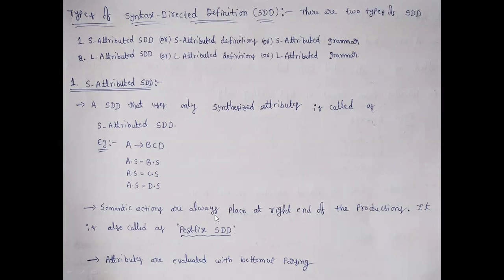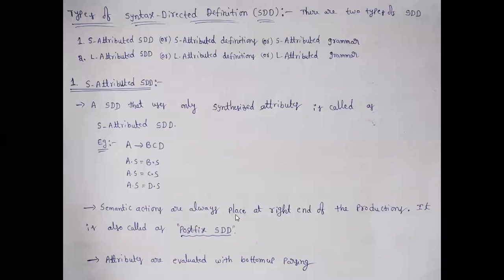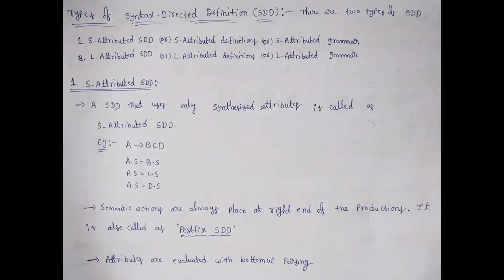Semantic actions are always placed at the right end of the production. For example, taking a grammar, E produces E plus T, that is the production. And what is the semantic rule? E dot value is equal to E dot value plus T dot value. That is the semantic rule. So semantic actions or semantic rules are always placed at the right end of the production. And it is also called postfix SDD.